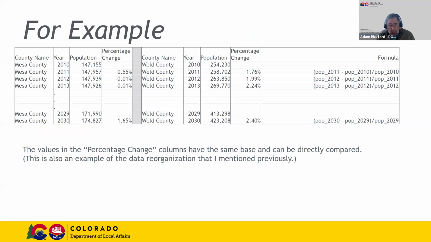So this is the example here. This is first of all an example of how you need to reorganize your data so that the Mesa County data and the Weld County data are parallel to each other, and then you can calculate percentage change. The percentage change between 2010 and 2011 is the population in 2011 minus the population in 2010, divided by the population in 2010, right? And that's pretty straightforward.